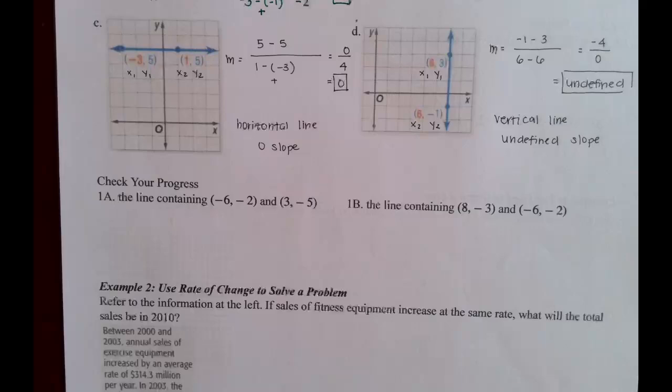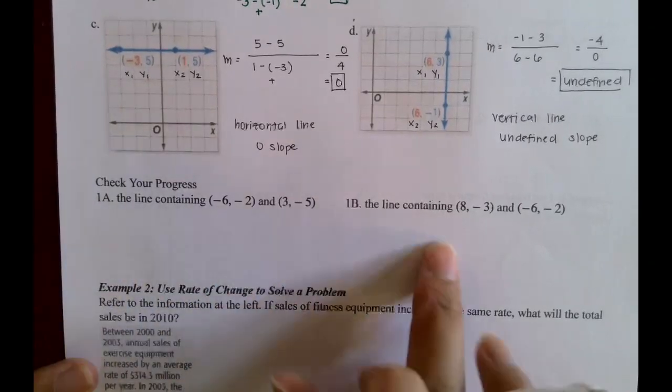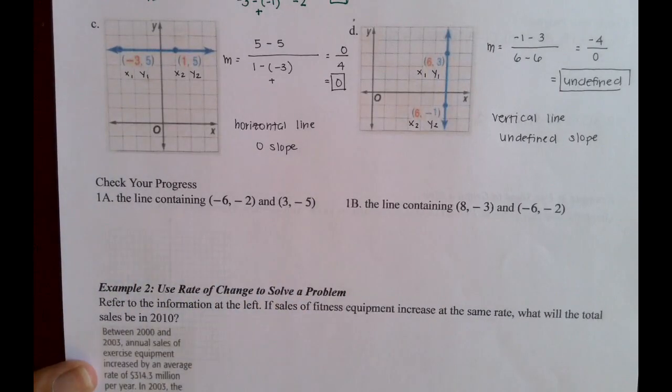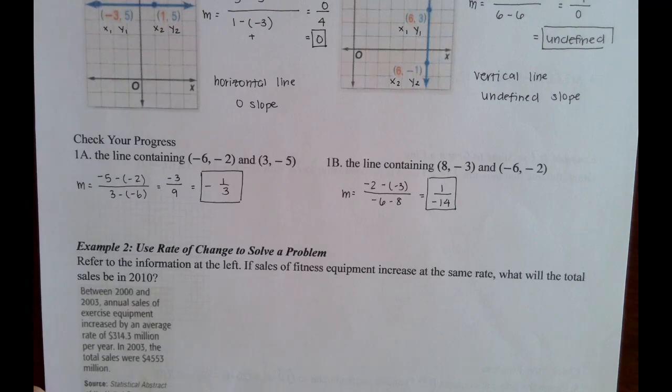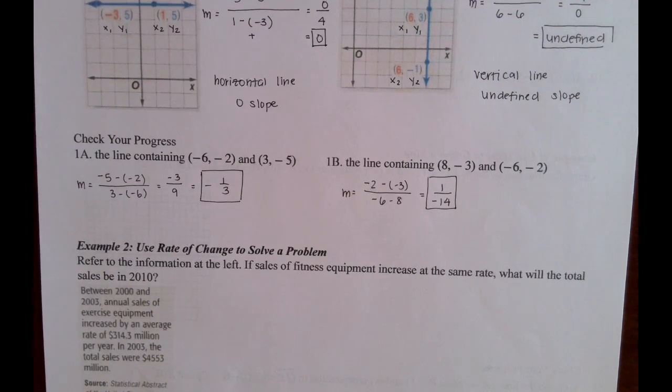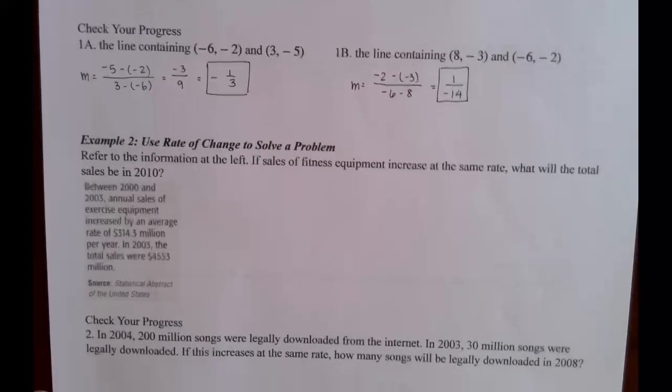So why don't you try CYP 1A and 1B and come check your answer when you're done. For 1A, you should have gotten negative 1/3, and for 1B, you should have gotten negative 1/14. So let's do the next one.